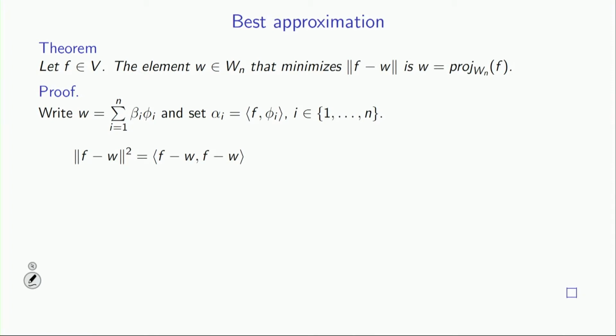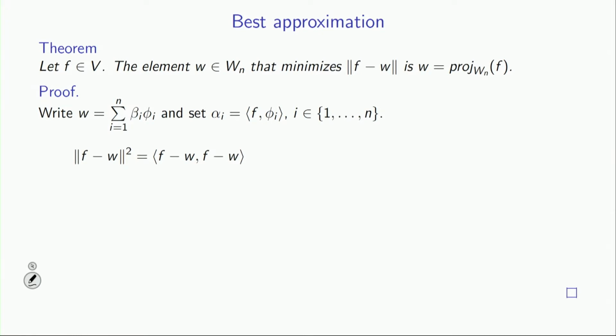Well, let's start with just any vector from your subspace. Let's write it as a linear combination of the orthonormal basis vectors. Okay, so the betas are our coefficients here. Now for convenience, this is not clear why you would need this at this point, but let's for convenience define alpha sub i to be the inner product of the vector f with the ith basis vector. Now what we want to look at is the magnitude of the difference between f and the approximation w. And we haven't chosen the w yet.